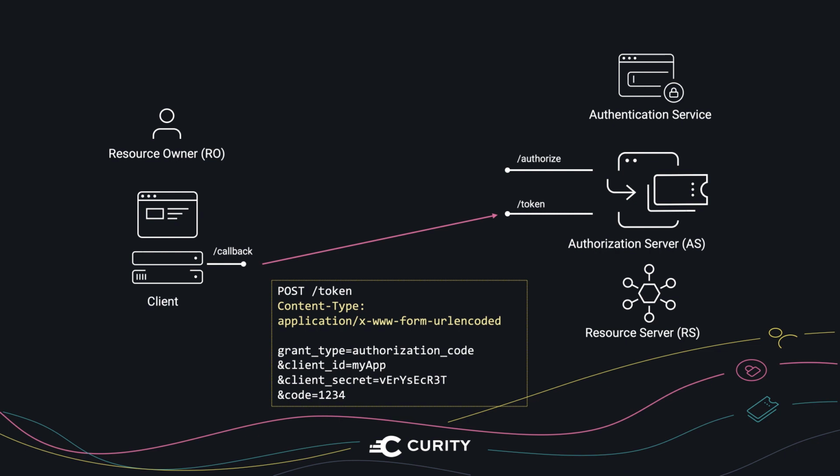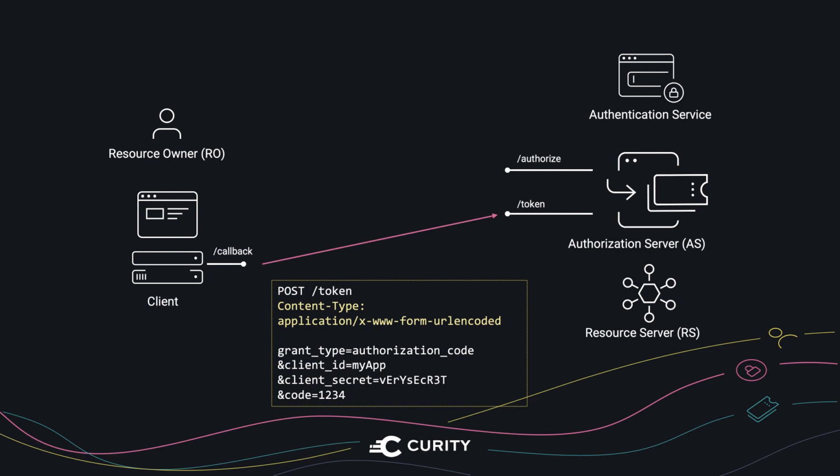And finally, we pass the code. Code equals whatever we received. So the code, I said it's a one-time code. It's called a nonce, not more than once. It's usually very short-lived, typically in the range of 5 to 30 seconds. So you don't have a lot of time here.